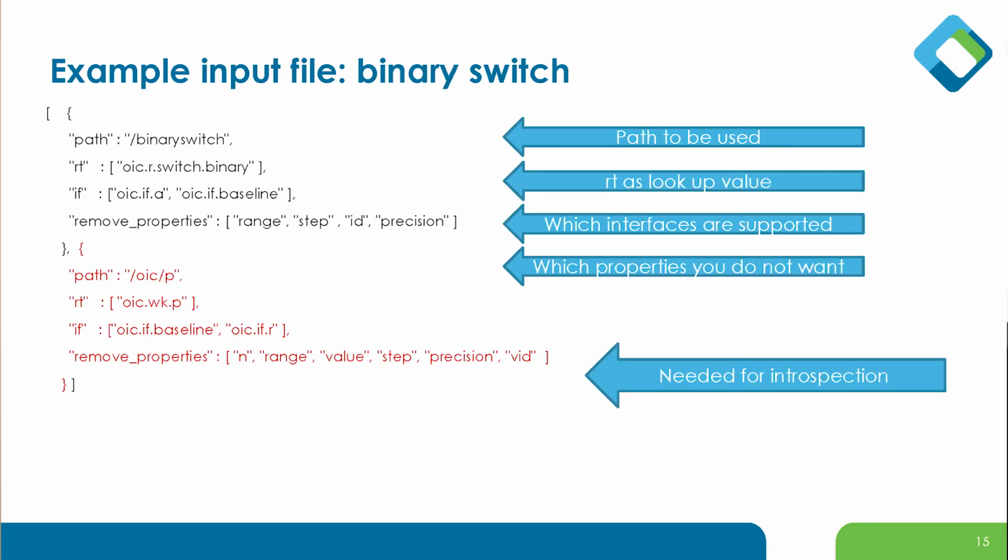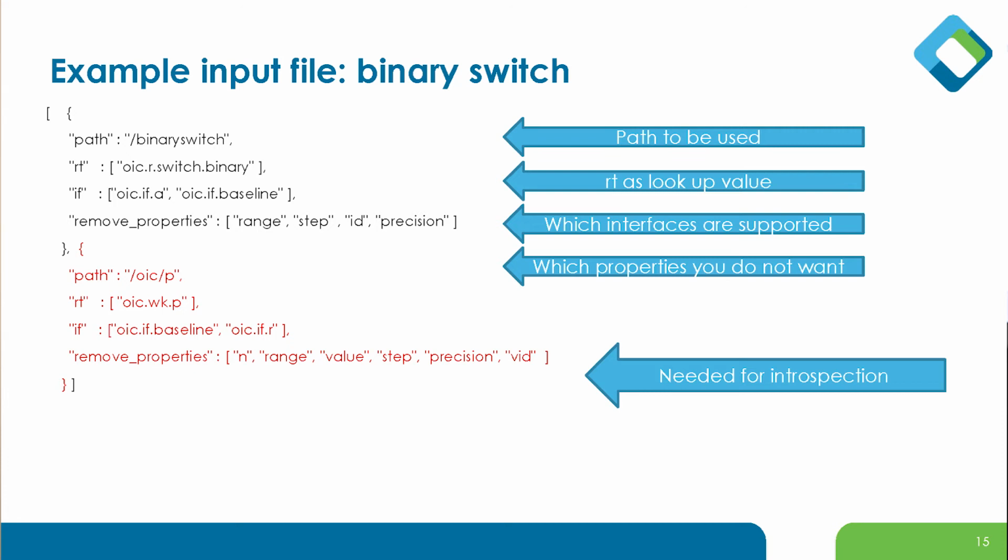And as an example, this is the complete input file explained. First of all, it's an array. It has a path, called binary switch. The RT value, the resource type that we want to use, is the OCF R binary switch. That's the key that's used to look it up in the OneIoTa. Then which kind of interfaces we want to use, those are the OCF interfaces. And for this one, it's actuator and the baseline.